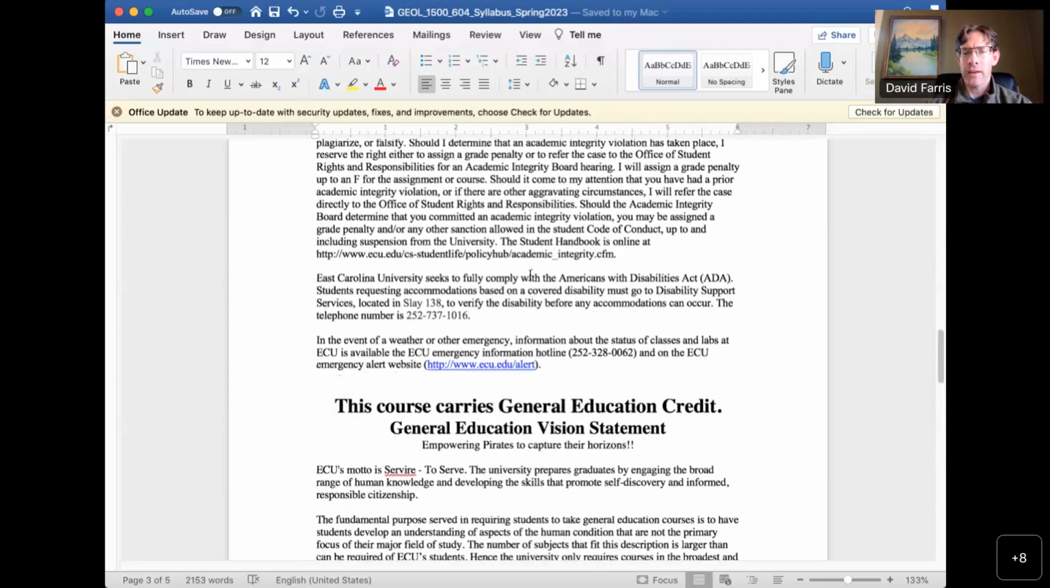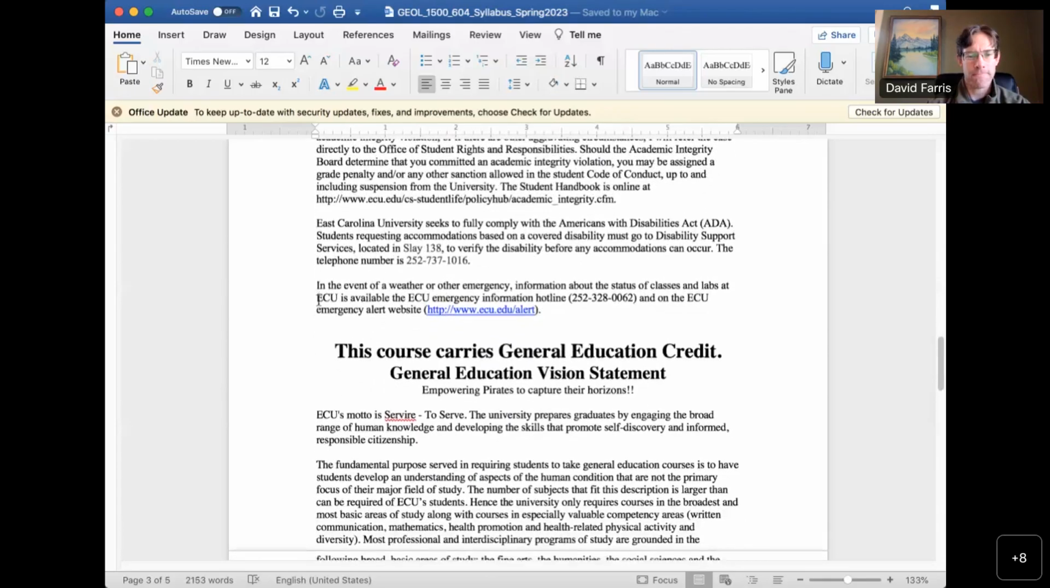If you have any disabilities, ECU seeks to fully comply with the Americans with Disabilities Act. If you need things like additional time for exams, or any other disability support, there's a Disability Support Services office. Contact them, and typically they will then contact me about your particular situation.